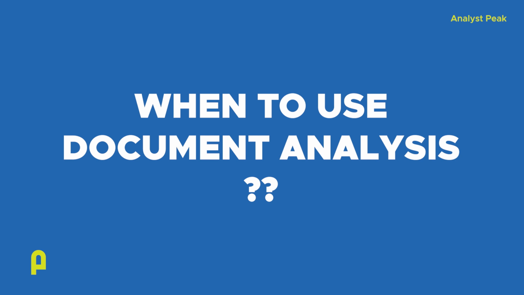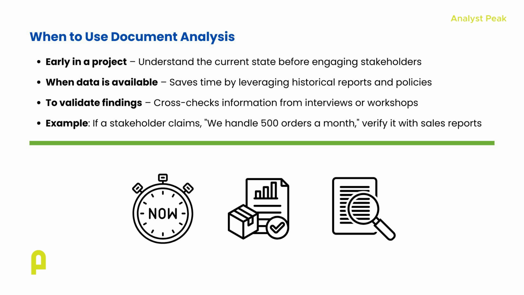So, when should you use document analysis? Number one, early in the project. It's a great starting point to understand the current state before engaging the stakeholders. Number two, when the data is already available. If historical data, reports, or policies exist, document analysis saves time and effort. Number three, to validate other findings. Use it to cross-check information gathered through interviews or workshops. For instance, if a stakeholder says our team handles 500 orders a month, you can validate that by reviewing sales reports or performance dashboards.